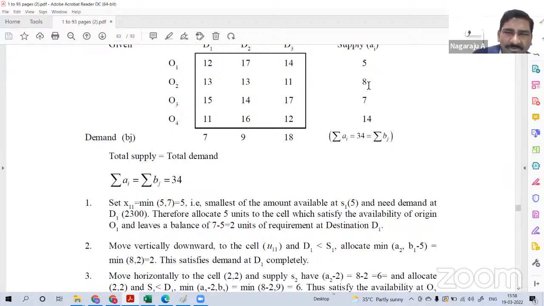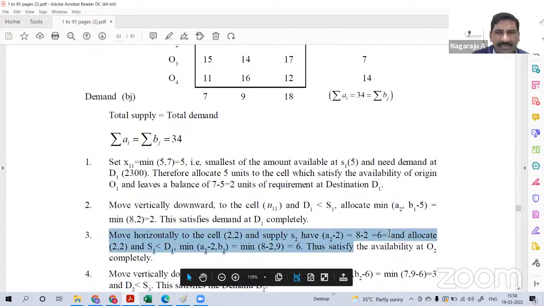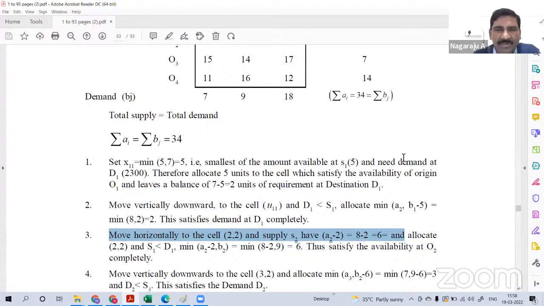Then it is 8 minus 2, which equals 6. That 6 will be the balance. It moves to the horizontal cell for the supply, 8 minus 2 equals 6. Allocation of 2,2: the minimum of A2 minus 2 comma B2 equals the minimum of 8 minus 2 comma 9, which equals 6. Thus the availability at O2 is completely satisfied.